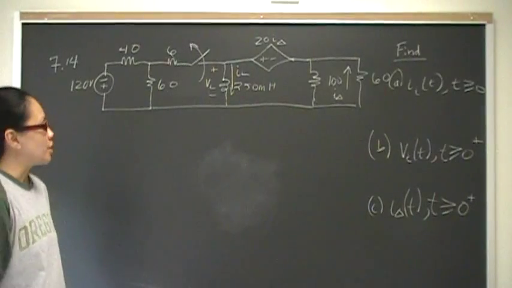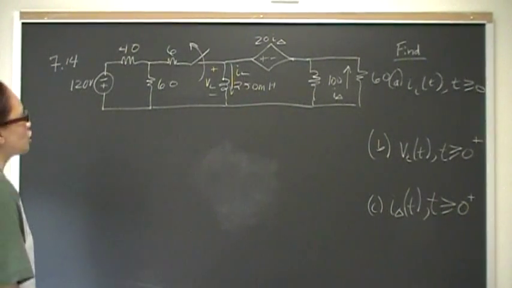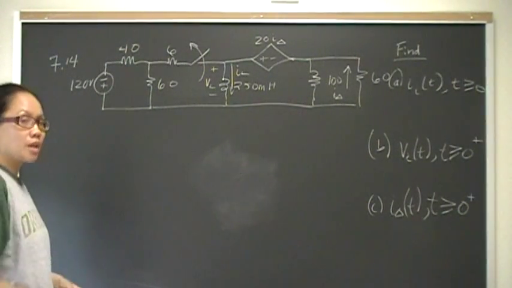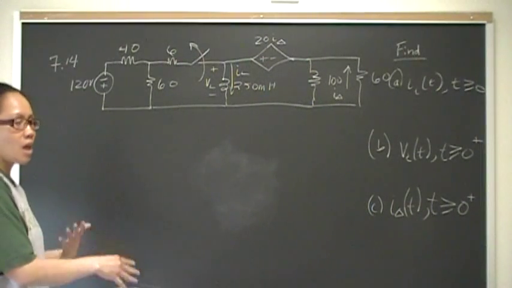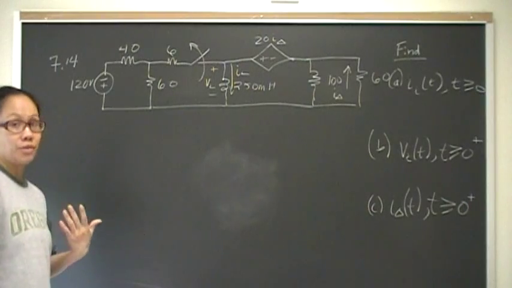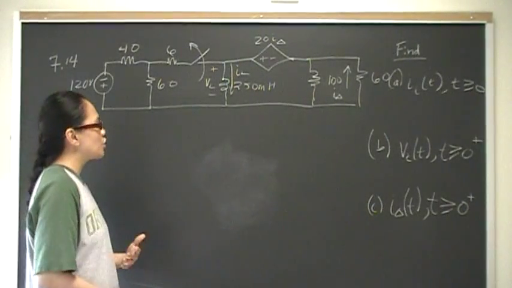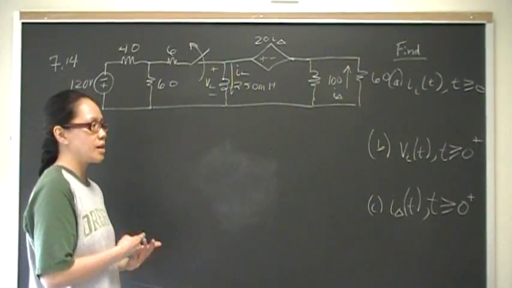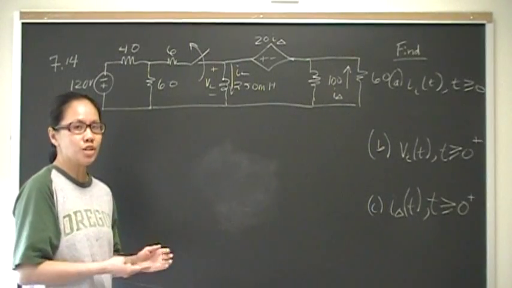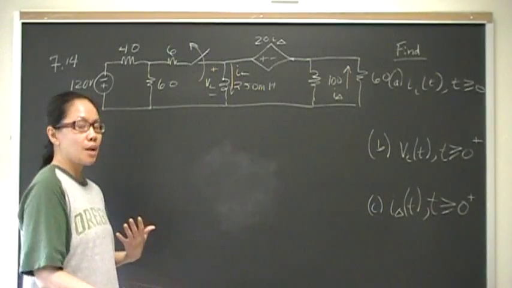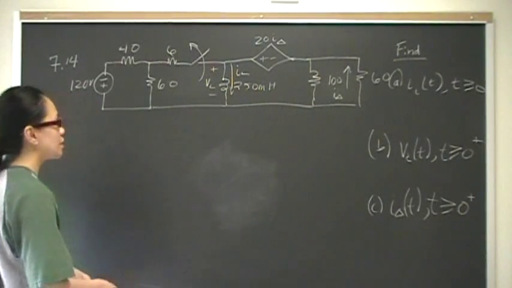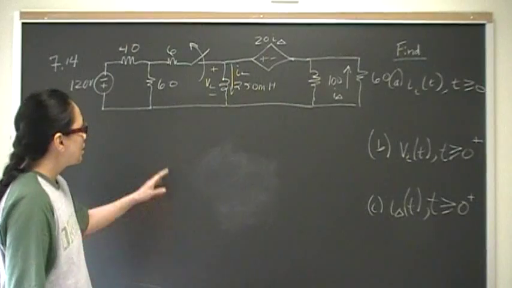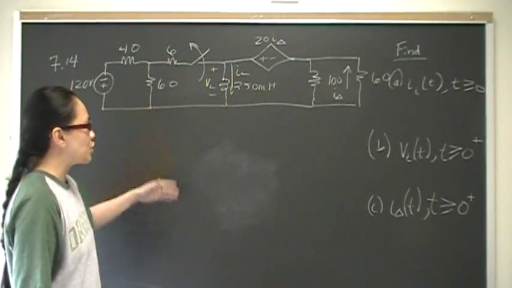So let's get started. The first thing you always have to do is look at the circuit before the switching happens and the circuit as time goes to infinity. The circuit before the switching is going to be the initial condition. The circuit at time of infinity is going to be the DC steady state. So let's look at the easier case, which is after the switching happens.